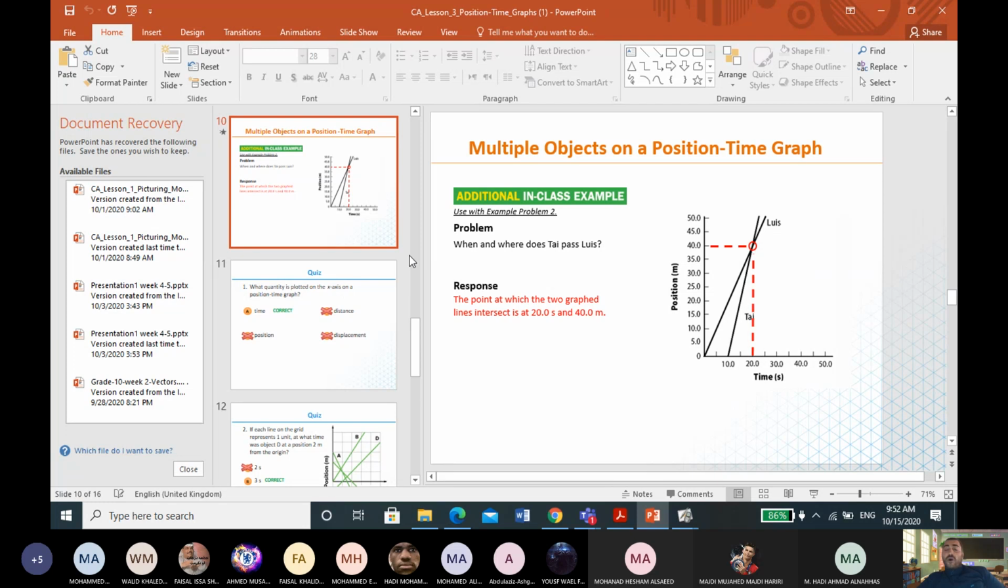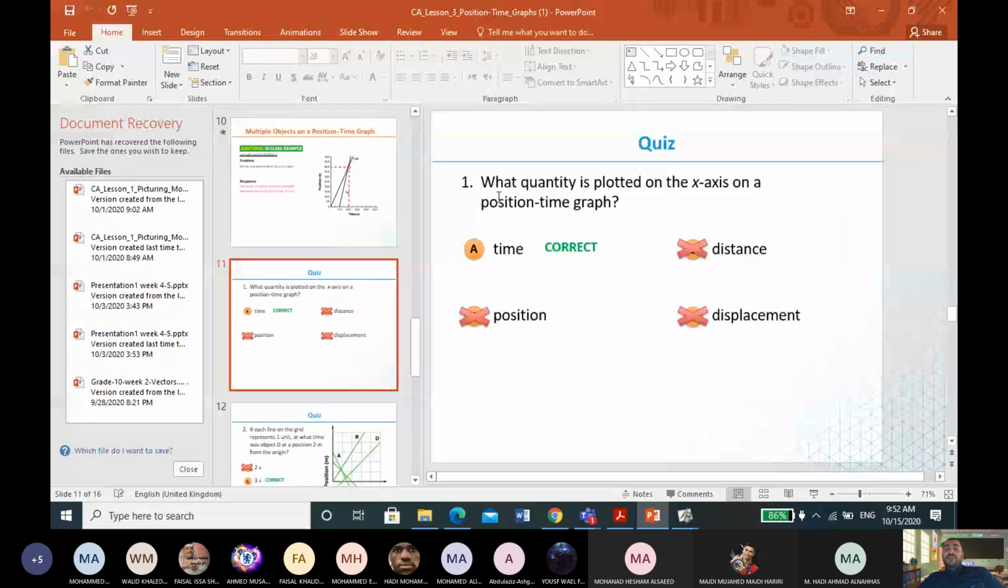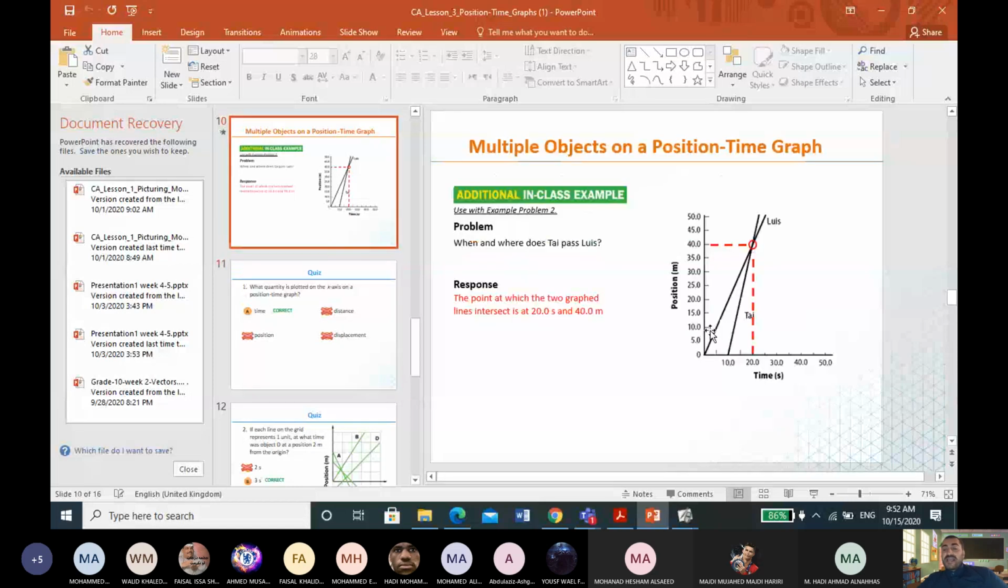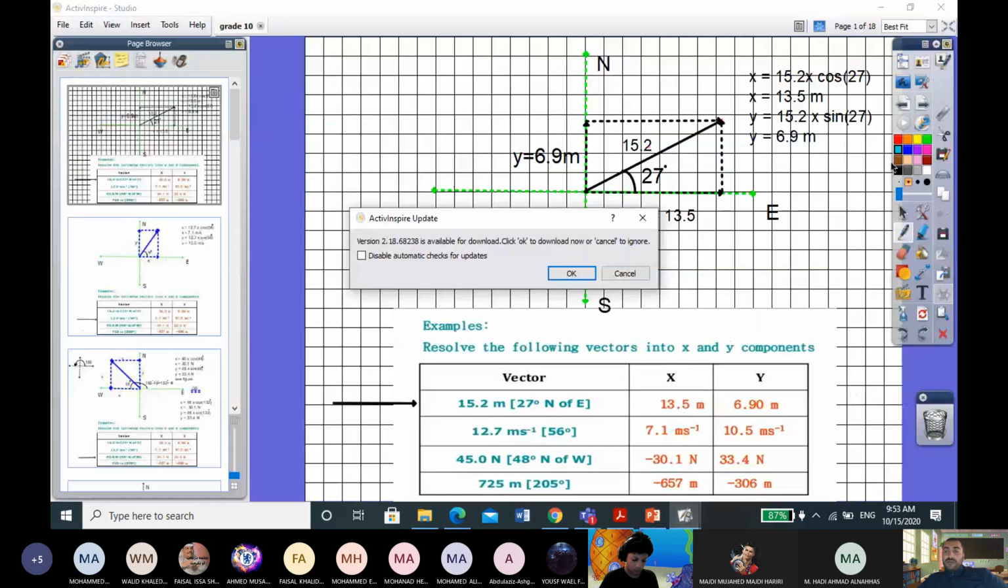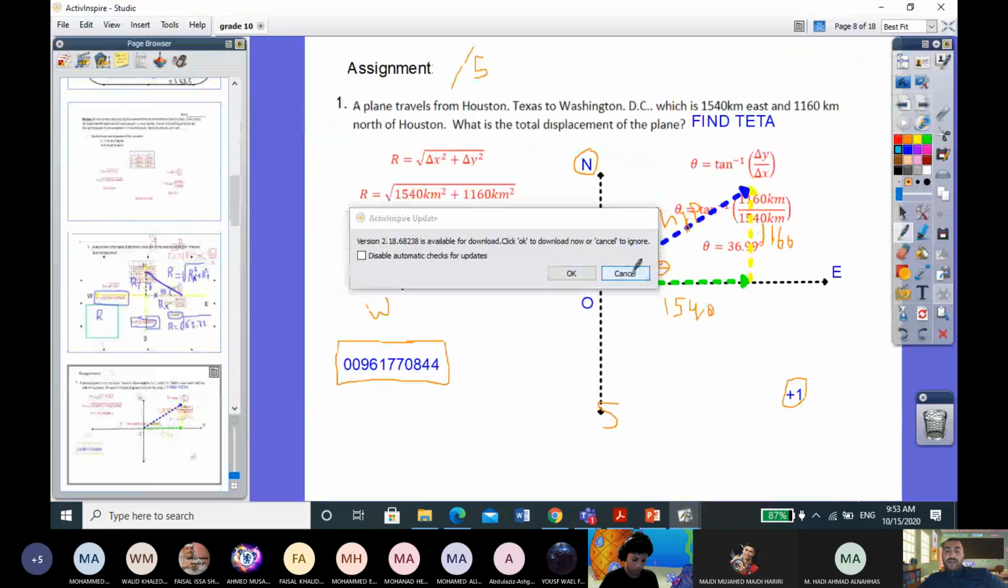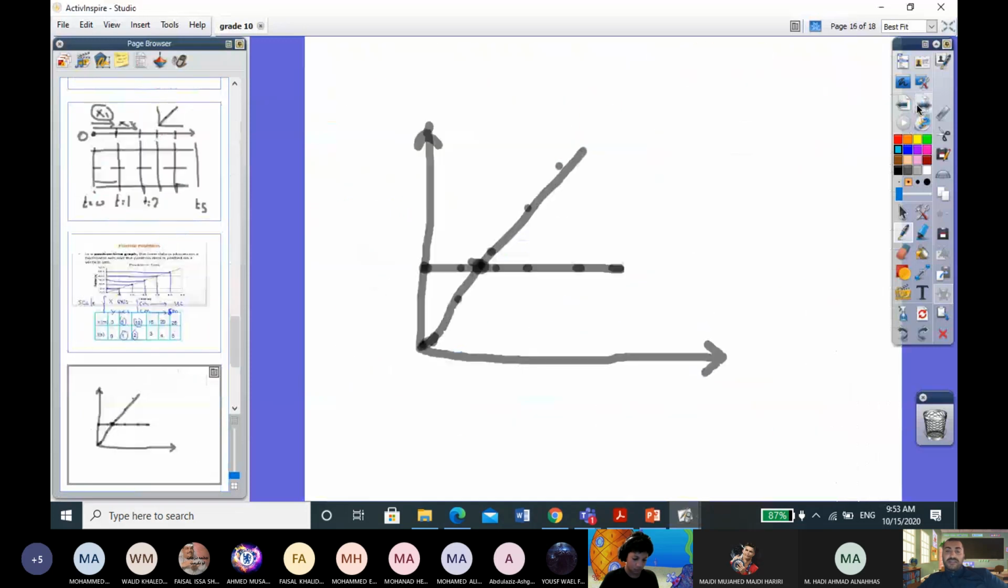So always, what quantity is plotted on the x-axis on a position time graph? Always on the x-axis you will see what? You will see the time, and always on the y-axis you will see the position. But sometimes you may see that the x-axis is here and the y-axis is here, and if you see position here, it does not mean that the position is located on the x-axis. No, it means like this. I will plot it here. Sometimes, I'm saying not all the time, sometimes you can see that.